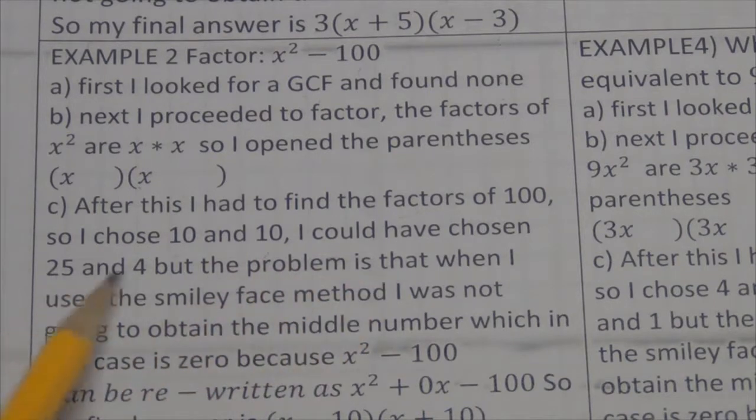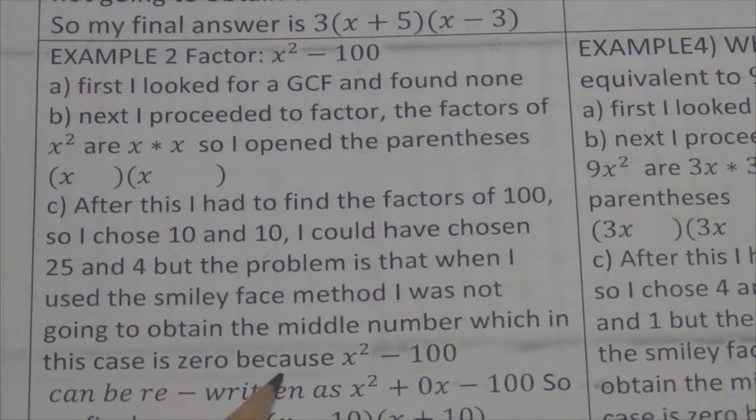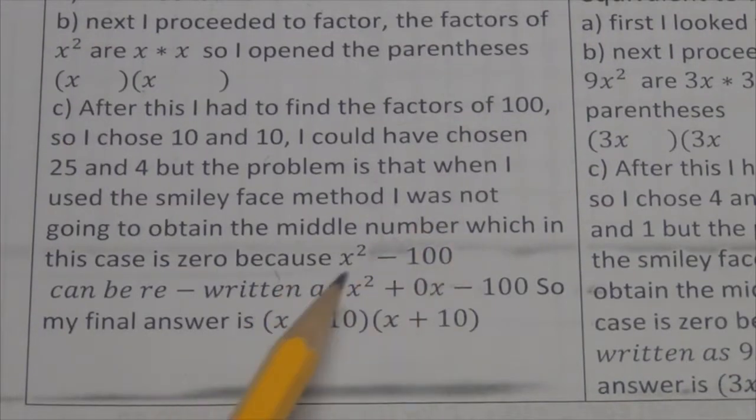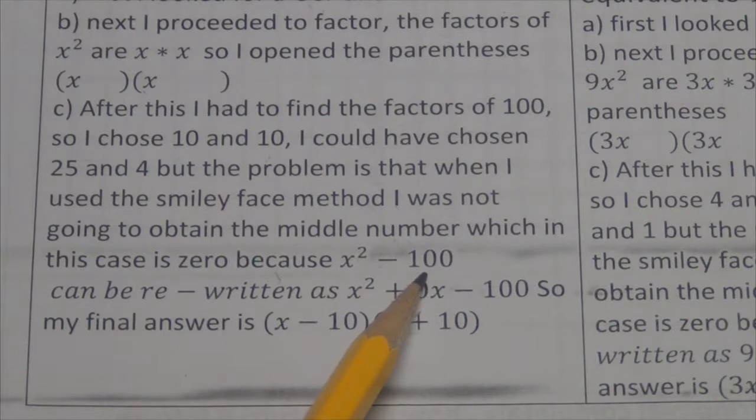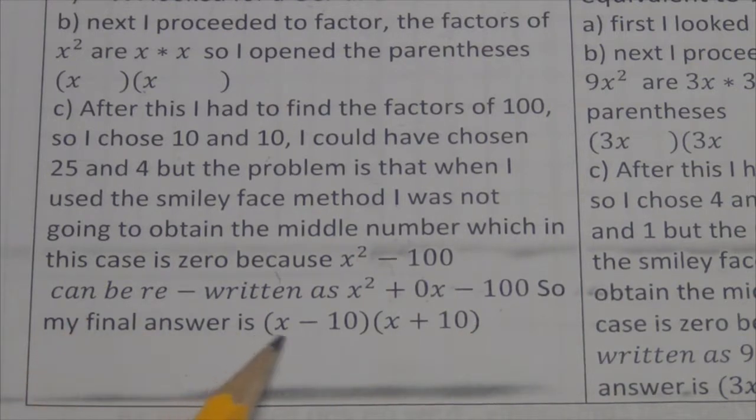I could have chosen 25 and 4, but the problem is that when I use the smiley face method, I was not going to obtain the middle term, the middle number, which in this case is 0, because x squared minus 100 is the same thing as x squared plus 0x. Remember, there is no middle term here, so that must be 0. So x squared plus 0x minus 100. So my final answer is x minus 10 and x plus 10.